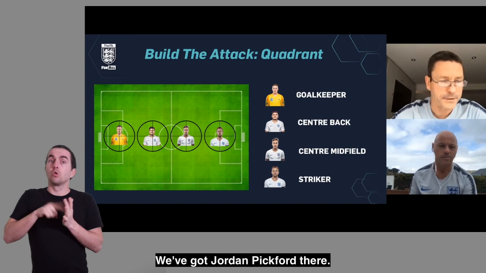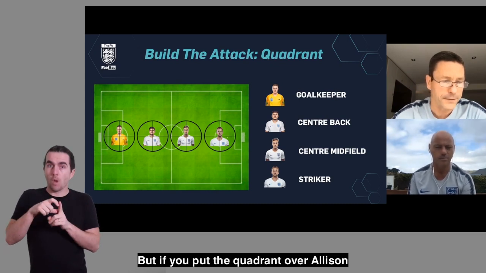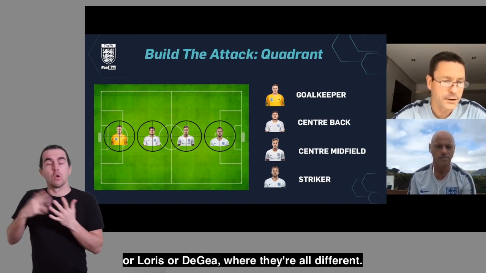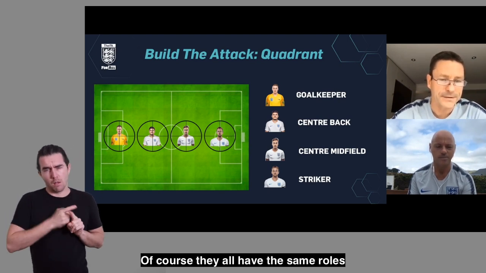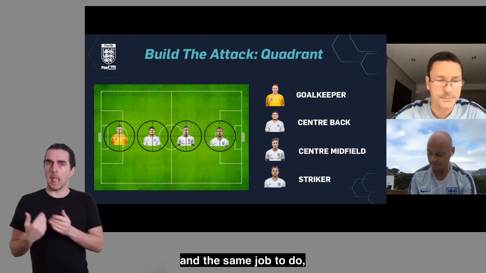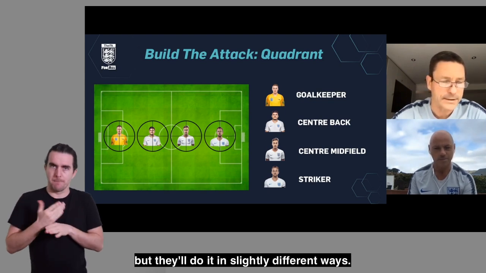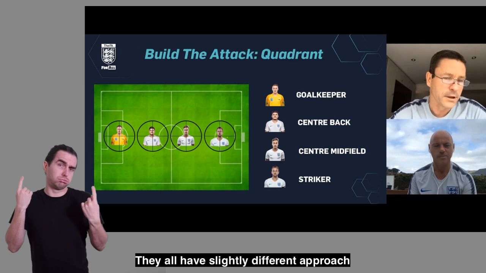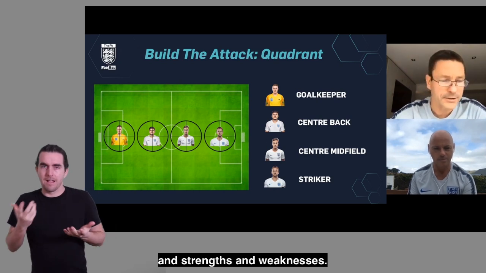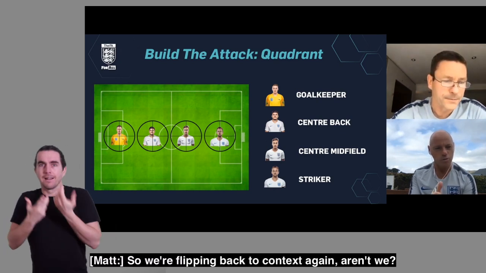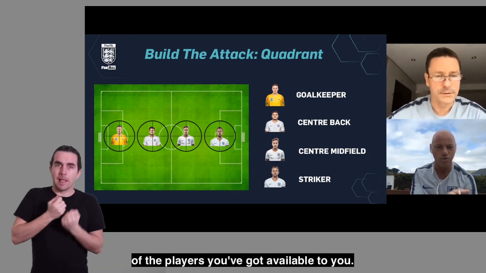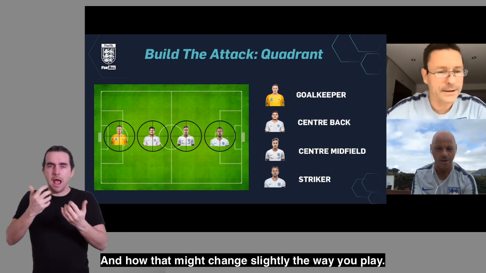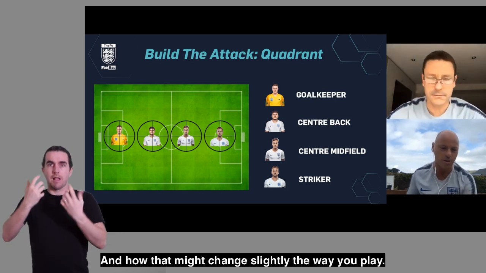We've got Jordan Pickford there, but if you put the quadrant over Alisson or Lloris or De Gea, well, they're all different. Of course, they all have the same roles and the same job to do, but they'll do it in slightly different ways. They'll all have slightly different approaches and strengths and weaknesses. So we're flipping back to context again, aren't we? And we're flipping back to strengths and weaknesses of the players you've got available to you, and how that might change slightly the way you play.